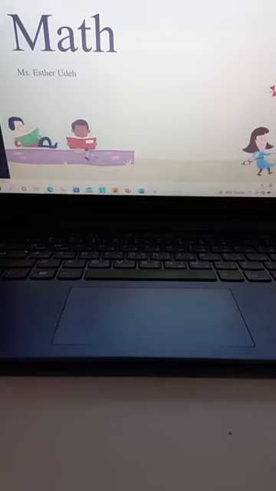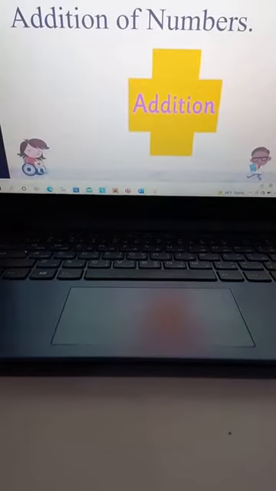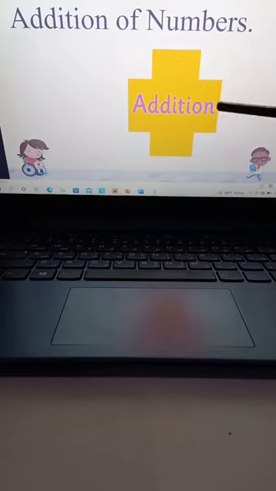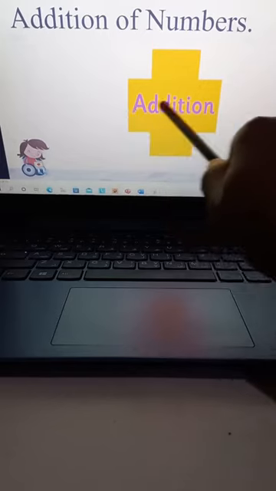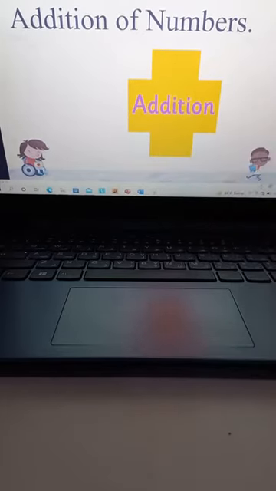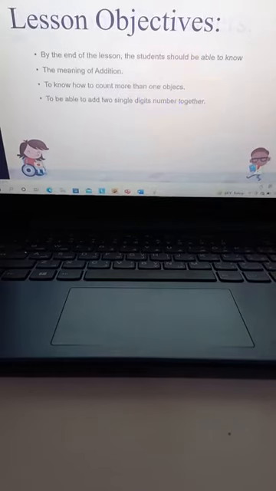And we are going to be doing revision on addition. We did addition before in the classroom, so now we are going to do a review of addition. Okay, so here we have our addition sign. If you look at my screen, you will see the addition sign. The addition sign here comes as a cross. So whenever you see a cross, know that we are going to add two numbers together.